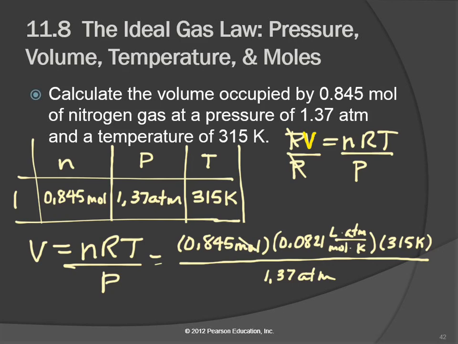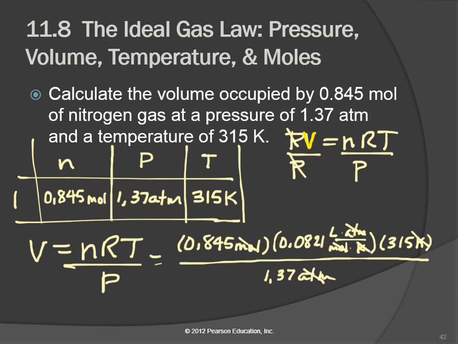So here I've got moles canceling moles, and Kelvins cancel Kelvins, and atmospheres cancel atmospheres. And I've got left the unit liter, which is a unit of volume, which is what I'm trying to calculate, so that's a good sign. If you check your units, you might realize, oh shoot, I've got my volume in milliliters, or I've got my pressure in millimeters of mercury. I need to fix that.